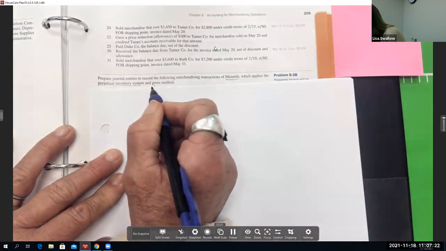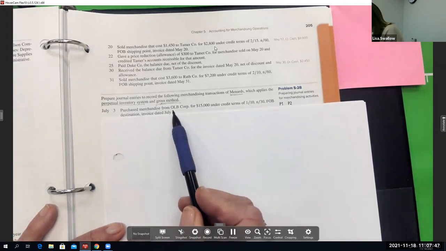Okay, so here we are. The name of the company is Menards. We use the perpetual inventory system and the gross method, and that's all you guys know how to do. We haven't been working with the periodic, and we haven't been working with the net method. I did go through and screen the test and the special projects to make sure that none of that was included.